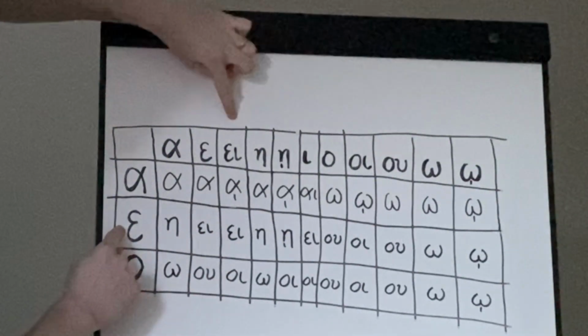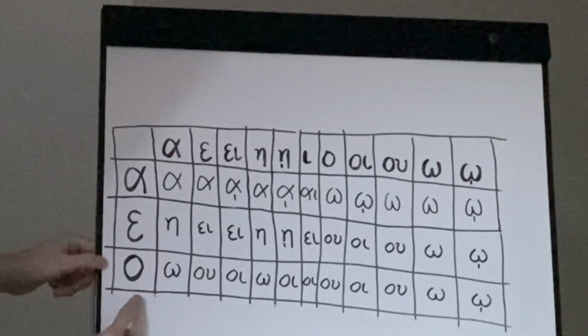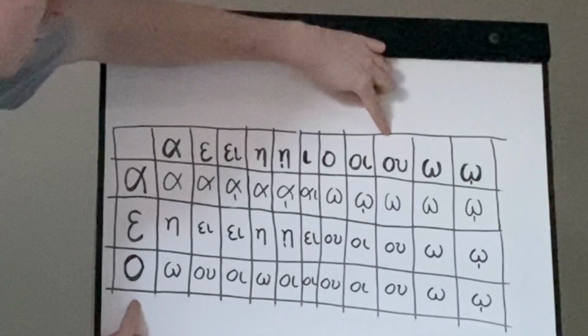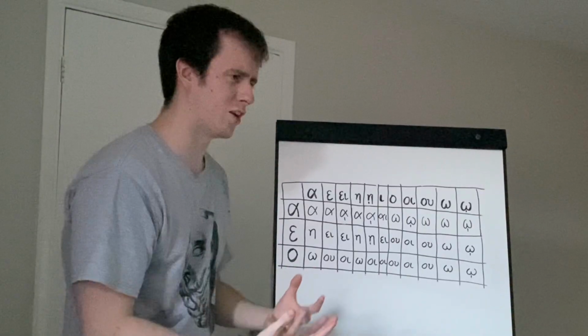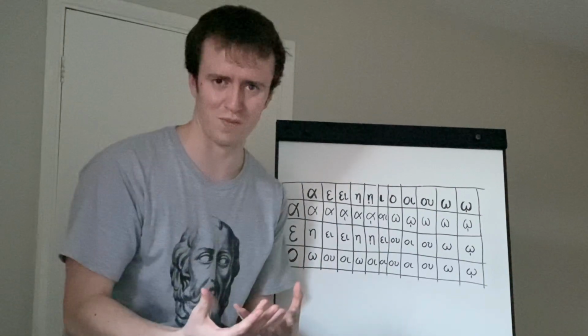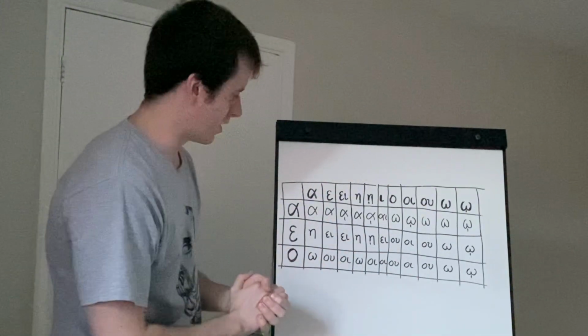Epsilon plus epsilon iota is epsilon iota. Likewise with omicron, omicron plus omicron upsilon is omicron upsilon. So you can conceive of it in terms of the strength of the vowels in some vague sense. It might help you remember the way the contractions happen.